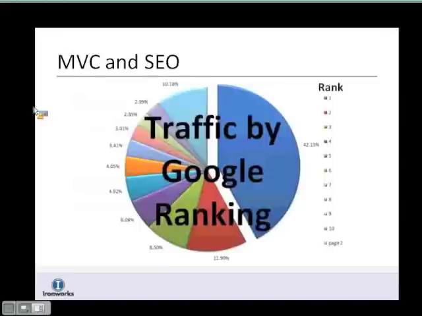So why is SEO important? What you see here is a graph of the percentage of traffic that different clicks go to the different results. So the first item on a Google result, the top result, gets 42% of all clicks. The next gets almost 12%, the next 8.5%, and the fourth 6%.